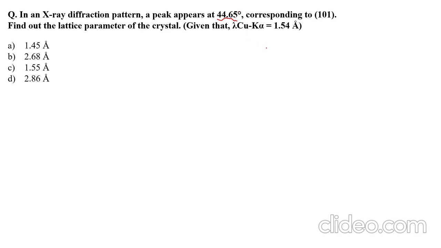That is the position which you know. So in your XRD pattern, this is your 2 theta, which is the position of satisfying the Bragg's condition, and this is your intensity. So it is saying that in an X-ray diffraction pattern, you obtain a peak at somewhere around here, which is 44.65 degree, and it corresponds to the 101 plane. So you have to find out the lattice parameter of the crystal. That means you have to find the A for the crystal.